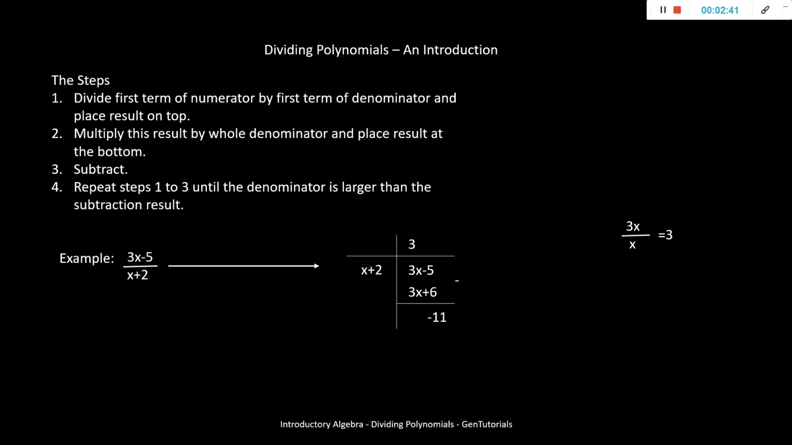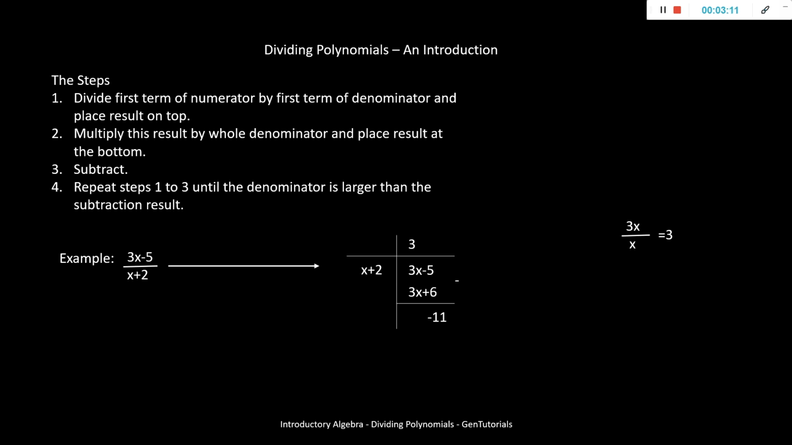Now you repeat steps 1 to 3 until the denominator is larger than the subtraction result. Now in this case, we don't have to repeat the steps because we've already achieved this condition, considering that negative 11 doesn't have another term with x to the power of 1, so we don't have to divide anything anymore. It's lower than the denominator.